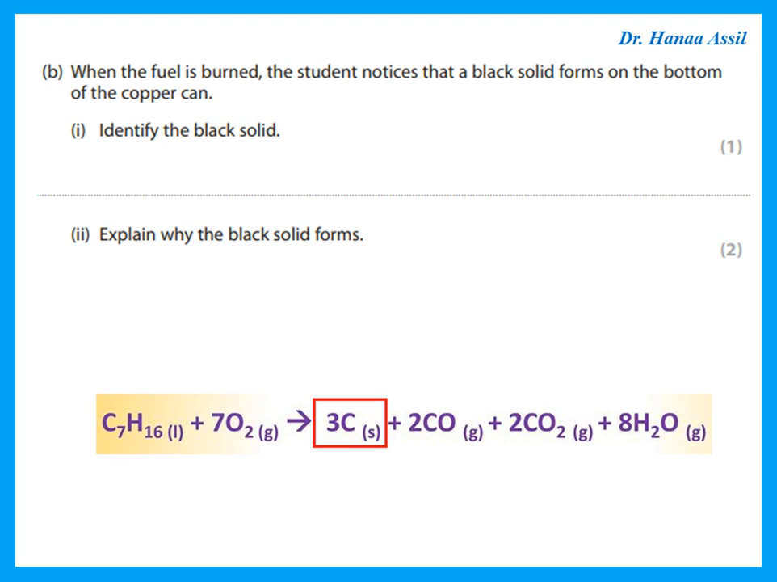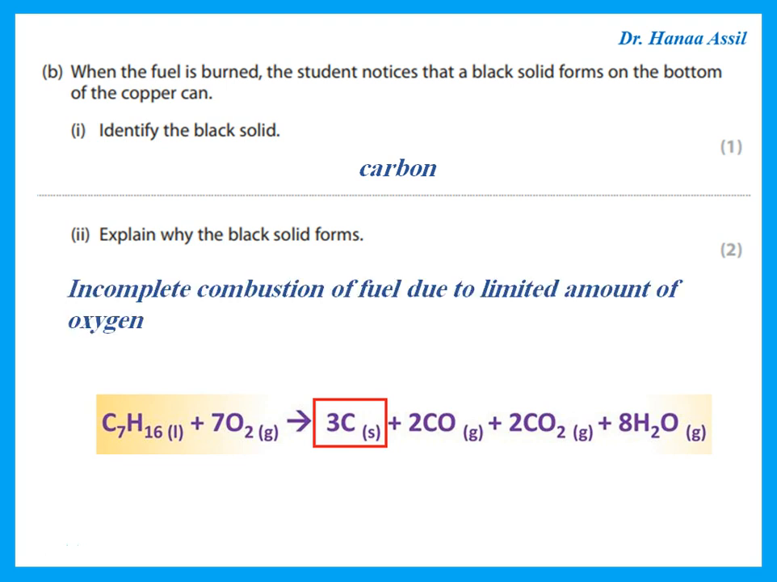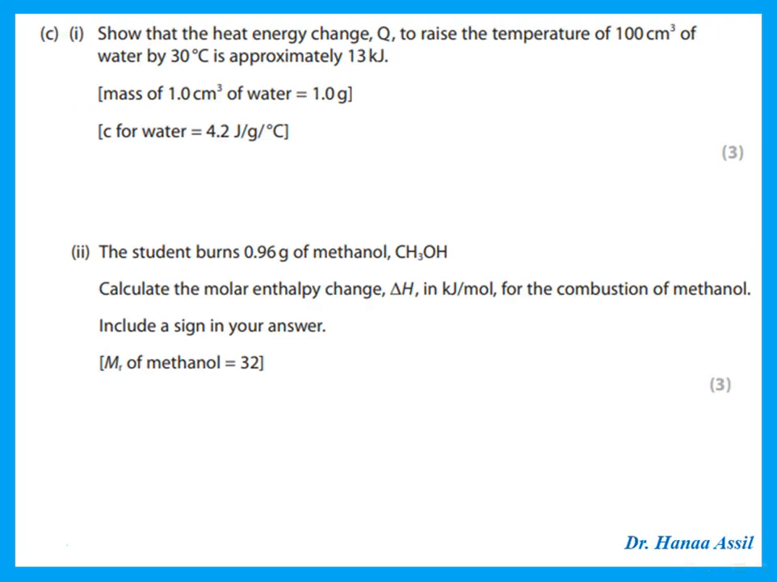So he's saying identify the black solid. The black solid is carbon. So this is the soot or the black stuff that is seen when something burns. Explain why this forms. We said carbon or carbon monoxide forms due to incomplete combustion of fuel when there is a limited amount of oxygen. When there is not enough oxygen, then the fuel will burn by incomplete combustion and it will form carbon or carbon monoxide.